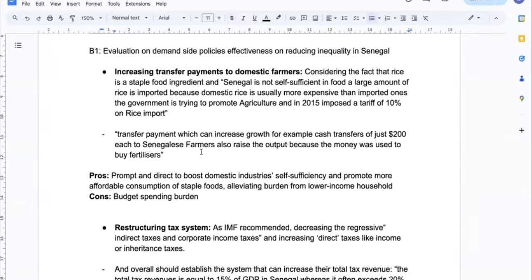First demand-side policy to evaluate is increasing transfer payment to domestic farmers. And you can check the logic behind evaluating this policy by referring to the text and data, and following is the pros and cons of the policy.